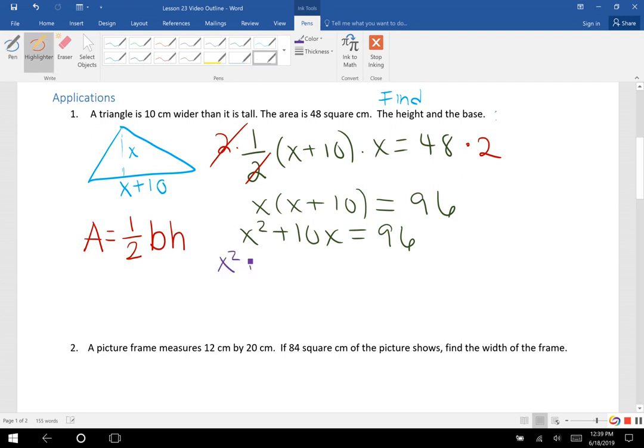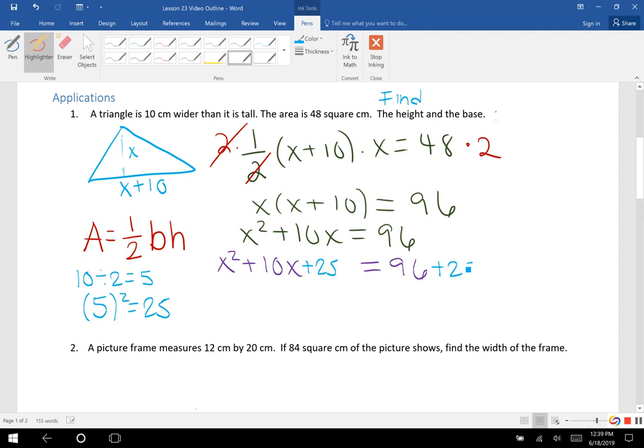So if you want to solve by completing the square, you want to make sure the constant is on the right-hand side. That's exactly what I have here. Then you take the number in front of the x, it's a 10, and you divide it by 2. That gives you 5. 5 squared is 25. So to complete the square, I have to add 25 to both sides. Now I'm going to factor my left-hand side. It turns into x plus 5 squared. 25 plus 96 should be 121.